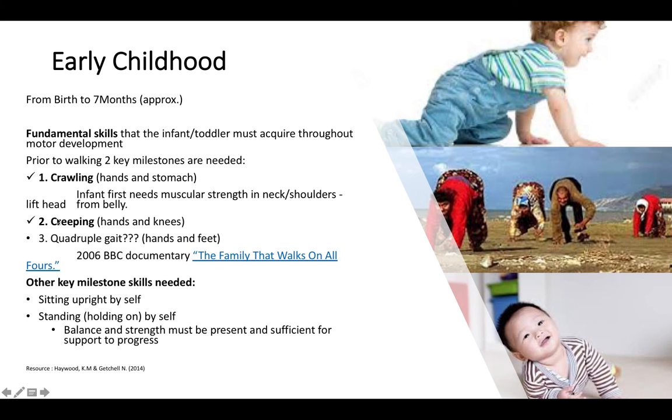And creeping is the second key milestone, which is on the hands and knees, as you can see this little guy here. And this is crawling down here. And the third, which is questionable, is called a quadruple gait or quadruped, and it's hands and feet.